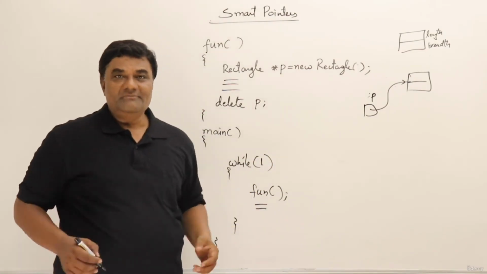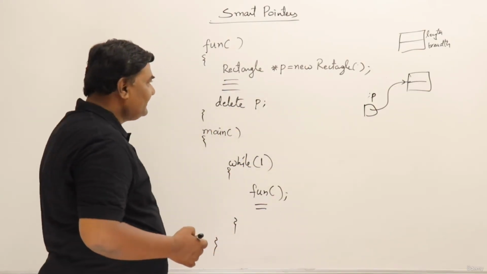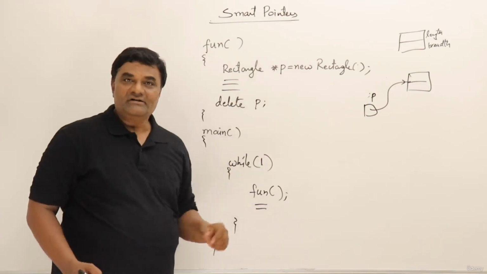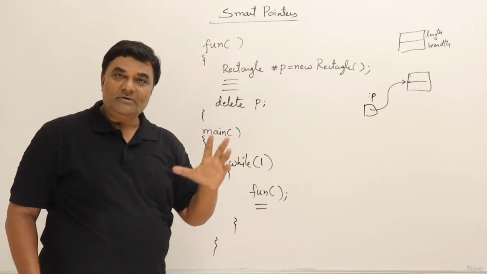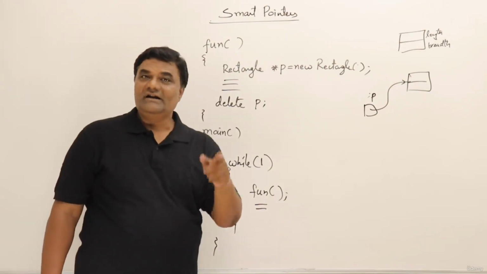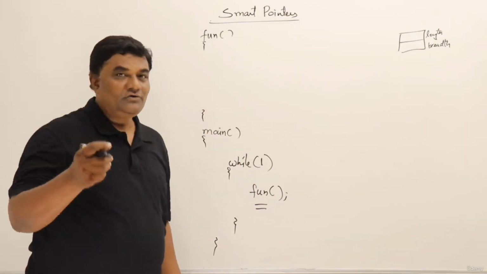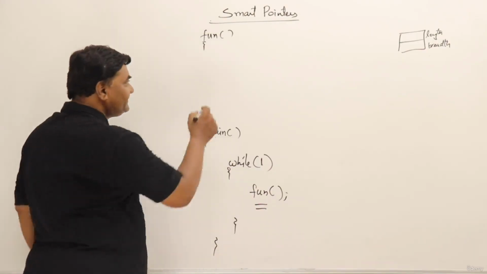Now to help the programmer, C++ takes the responsibility and says that you don't declare the pointer like this, you declare a smart pointer, which will automatically deallocate the object when it is going out of scope. So let me show you how we can declare a smart pointer, that is unique pointer. Let us see how to create a unique pointer and use it.